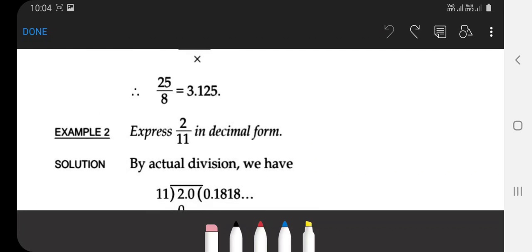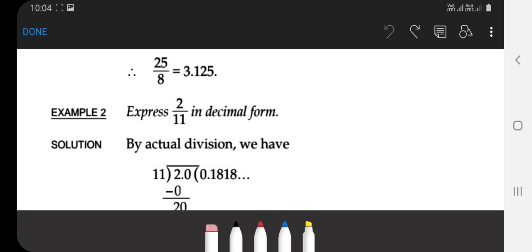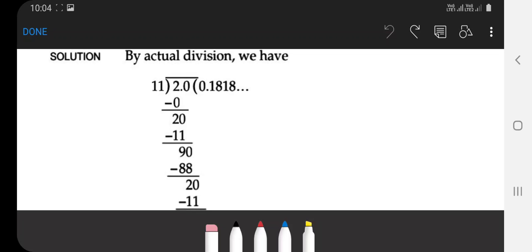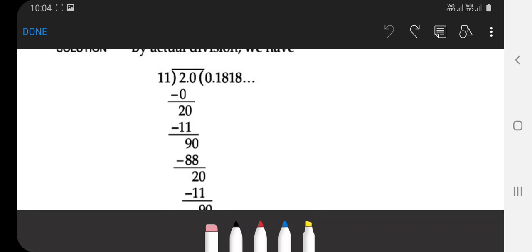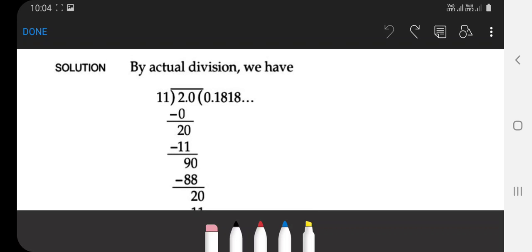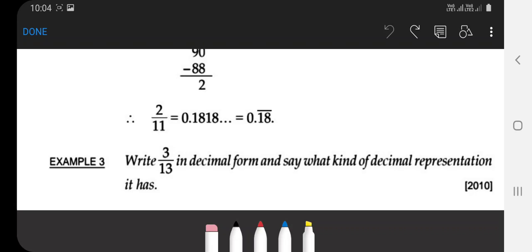Similarly, express 2 by 11 in decimal form. You divide 2 by 11 and the result is 0.181818, repeating 18. Here the repeated decimal block is 18. So the answer is 0.18 with a bar above.